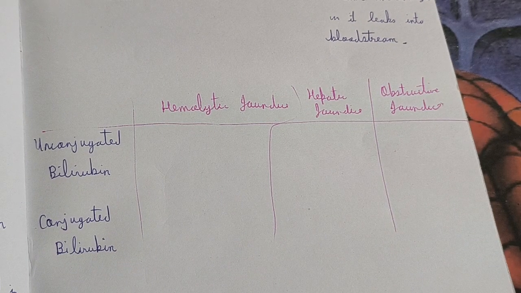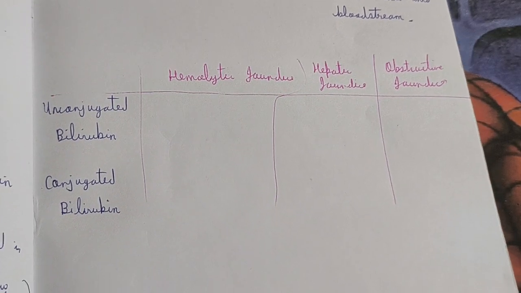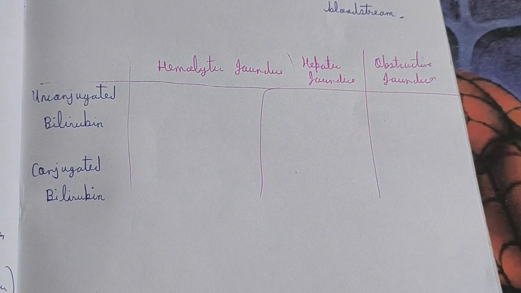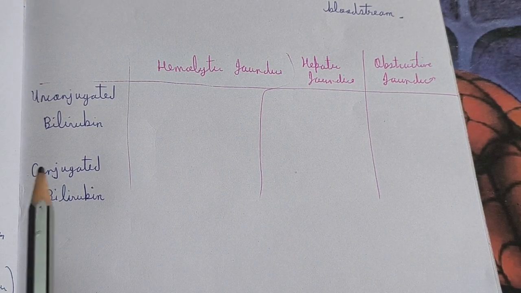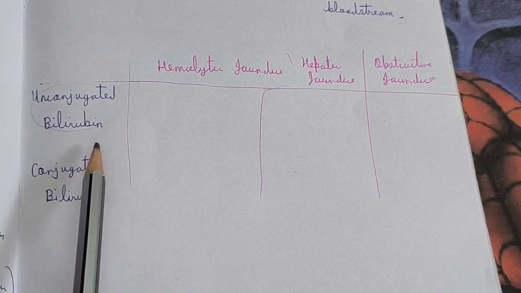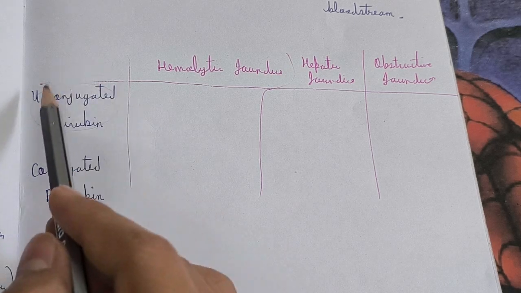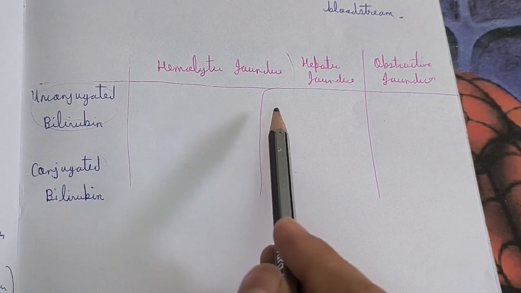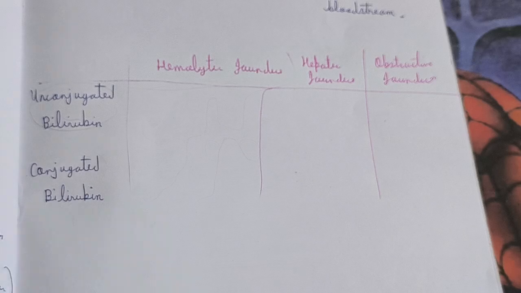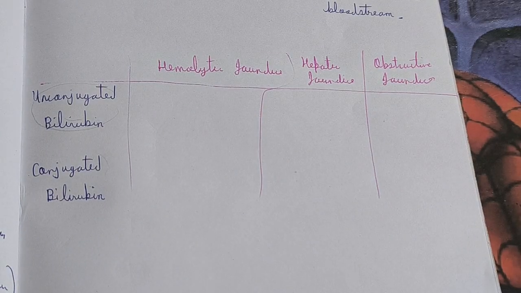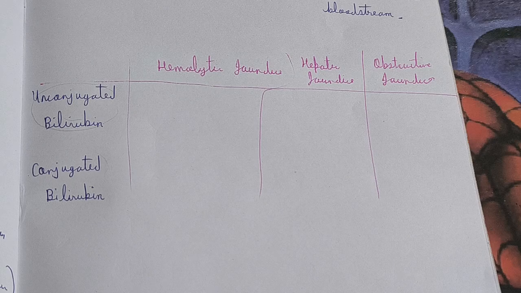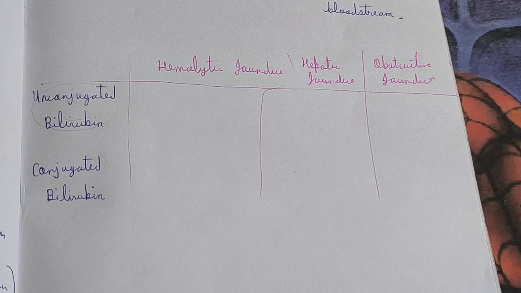So now friends, you have to tell in what type of jaundice the level of bilirubin increases and decreases. You have to tell whether the values of this bilirubin increase or remain normal in each type of jaundice. Please take a minute and then come to the solution.